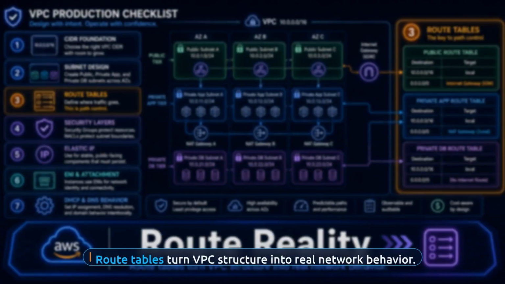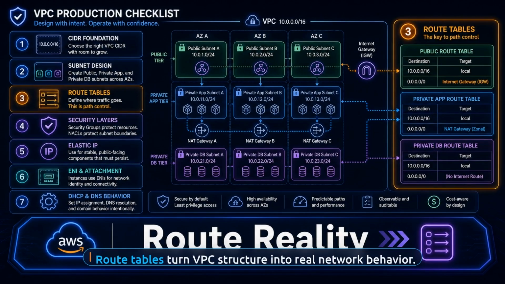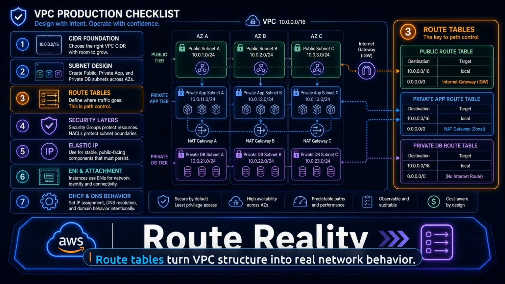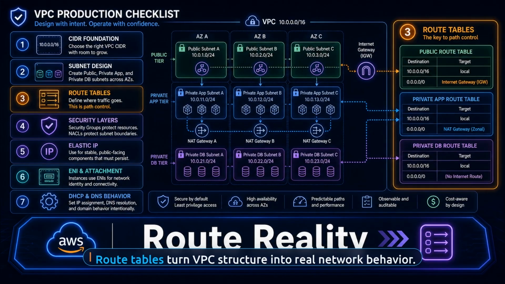Let me close this the way I would close a real design review. Before you approve a VPC architecture, ask these questions. What is the VPC CIDR, and does it leave room for growth? How are the subnets separated by purpose and availability zone? What route tables are attached, and where does each default path actually lead? Which resources truly need public reachability, and which ones only need controlled outbound access?